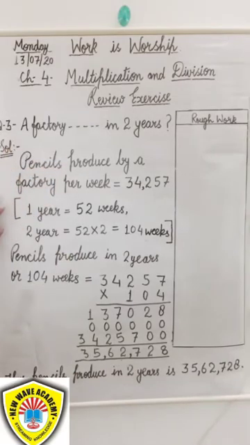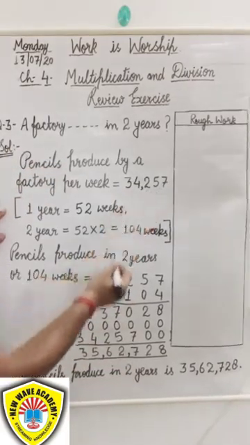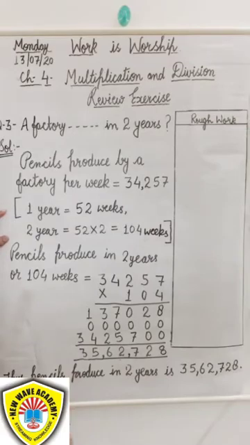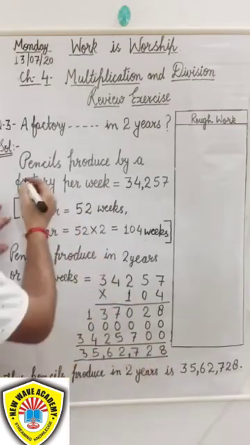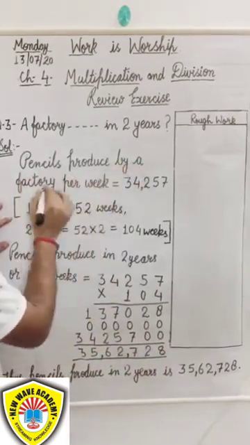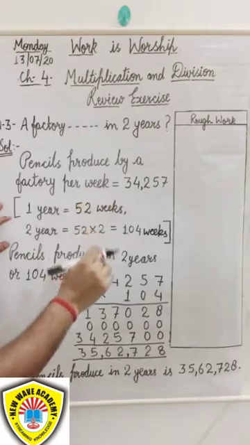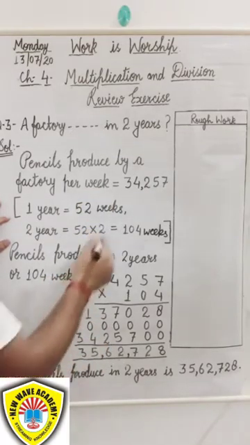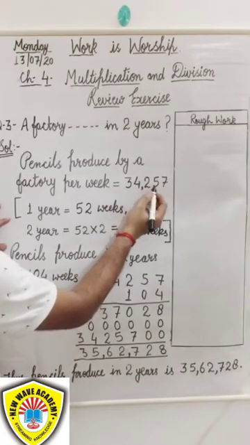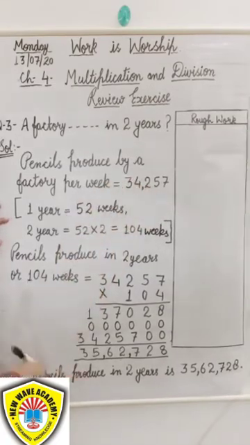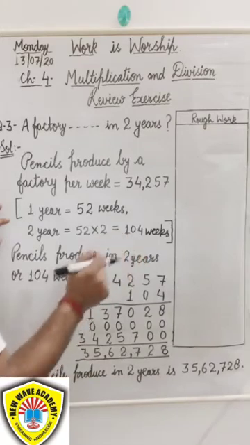Okay, question number 3 is a word problem question. A factory can produce 34,257 pencils per week. How many pencils will it produce in 2 years? We earlier discussed we will solve a word problem question in some steps. So our first step is pencils produced by a factory per week, which is already given in the question. So the number of pencils produced in a week is 34,257. Now we have to find the production of 2 years.